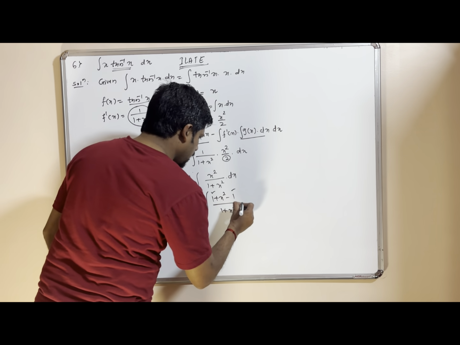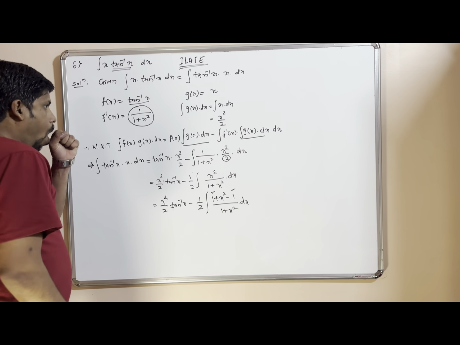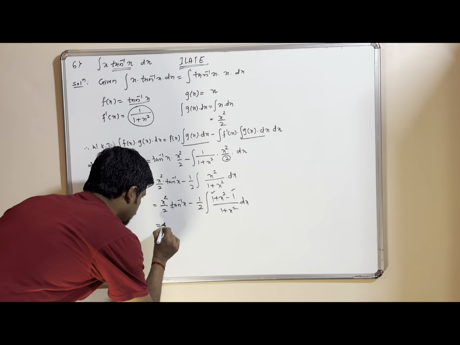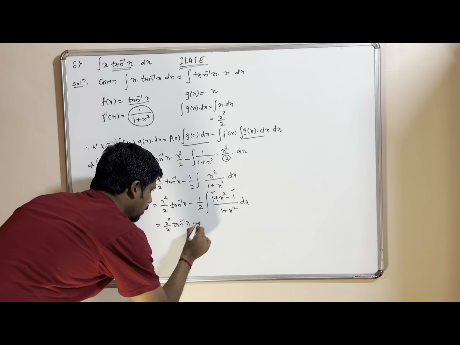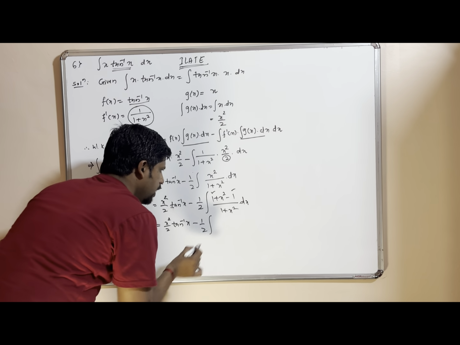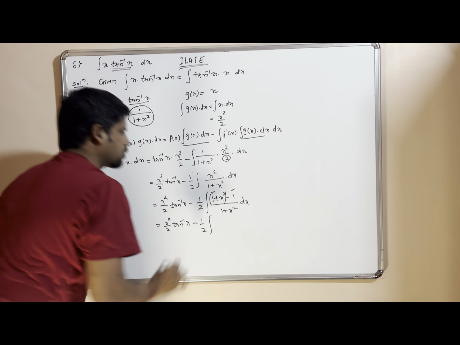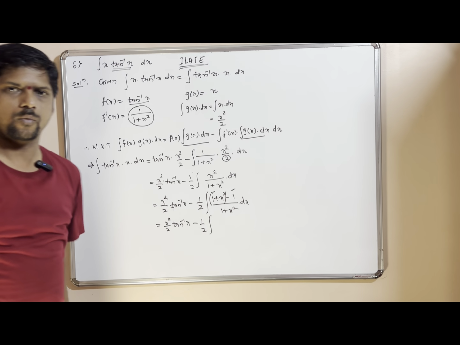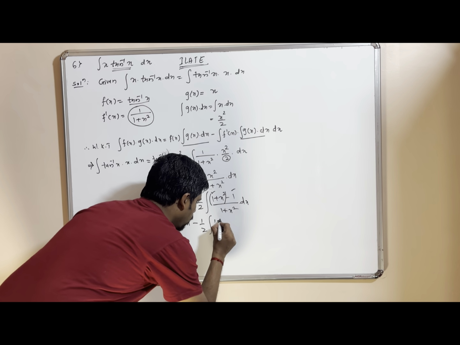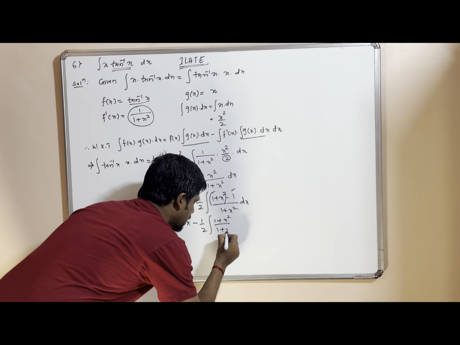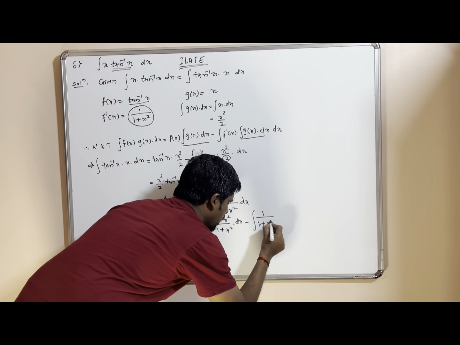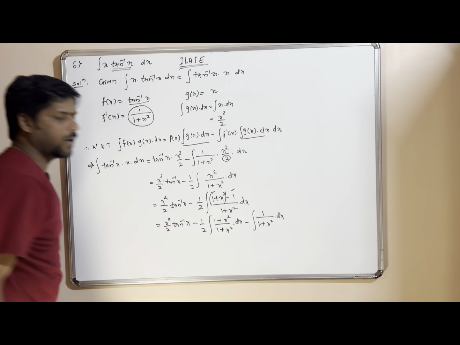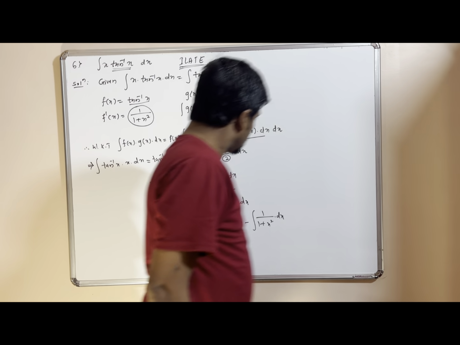Now split the numerator. Here we remain with x square by 2 tan inverse x, keep it as it is, minus 1 by 2 as it is. Here I will make one group 1 plus x square, and one group minus 1 as another group. So this can also be done as 1 plus x square divided by 1 plus x square into dx minus 1 upon 1 plus x square into dx. So write it down.